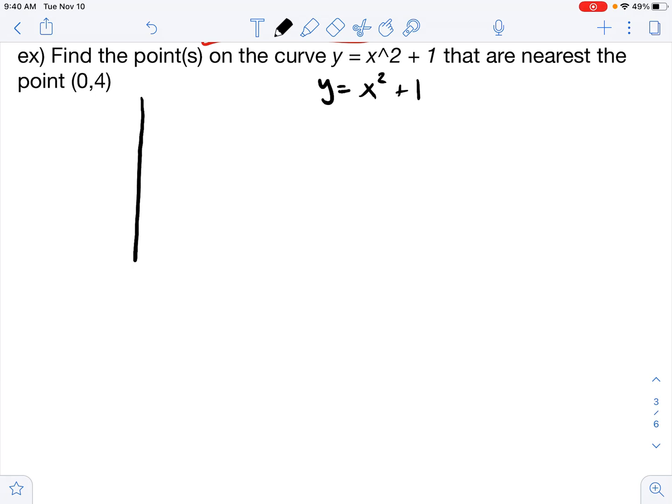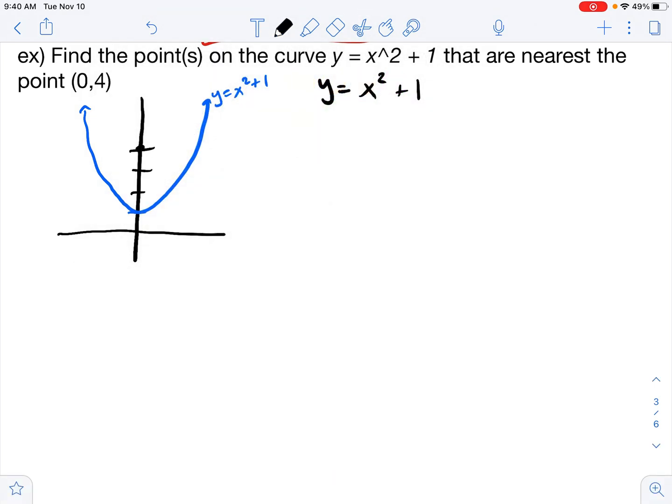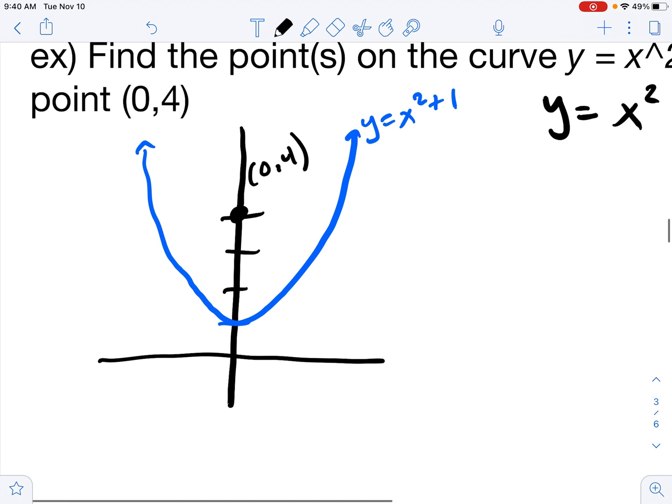So I'm going to start with a sketch. And x squared plus 1, a parabola shifted up 1 unit. And then 0, 4 will be right here. So there's that point. Okay? And the idea is we want to find the single point or the pair of points on the blue curve that are nearest the point 0, 4. And you know, this is symmetric about the y-axis, so if this is the point that's nearest, there's going to be a corresponding point over there, okay?